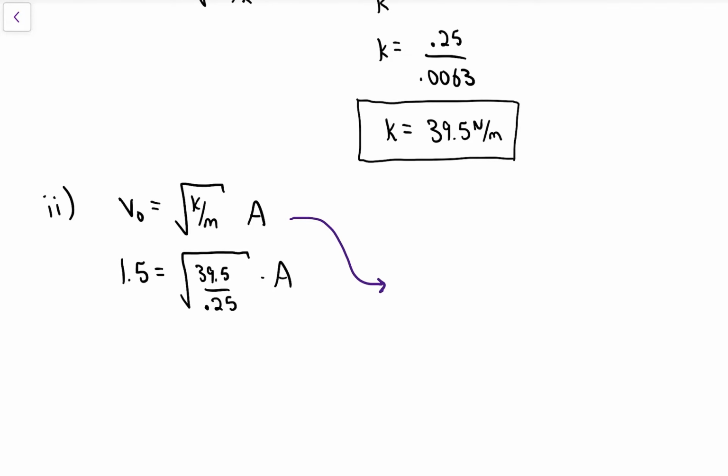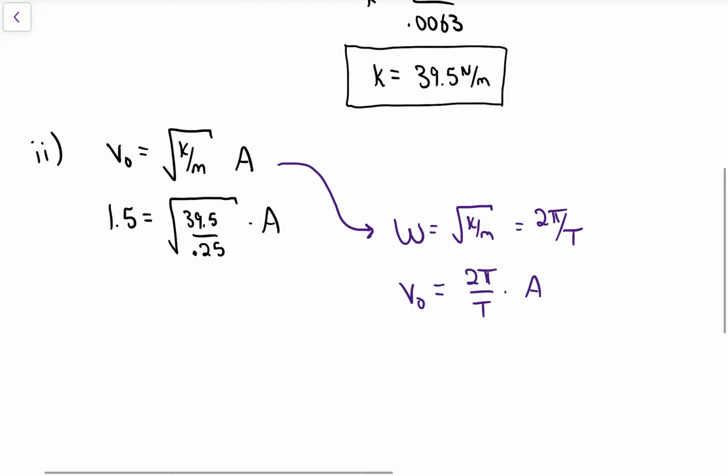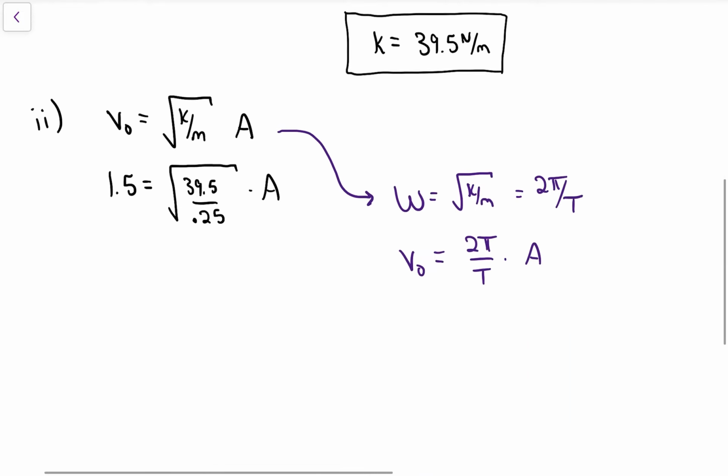Another thing we could do is from that weird omega thing, omega was root k over m, which was equal to 2 pi over time period. So we can change our Vmax equation, and we can say Vmax equals 2 pi over time period multiplied by amplitude. Why I kind of like this way is we were given the time period in the question, so we don't have to use a rounded off number to solve for this one. We don't have to use the rounded 39.5.